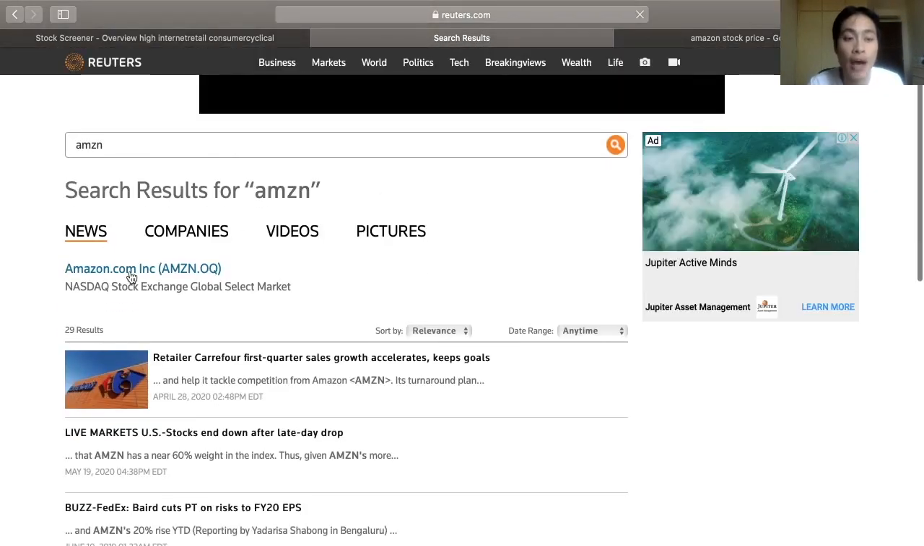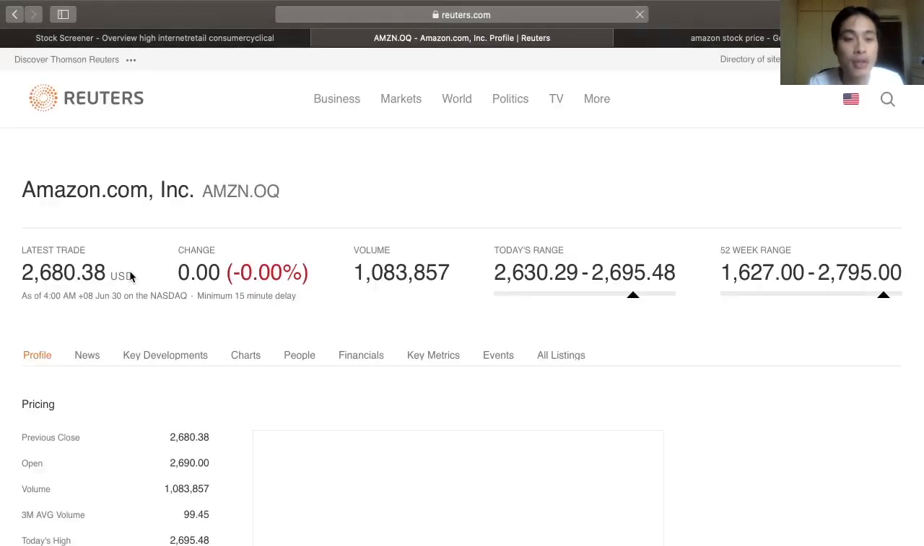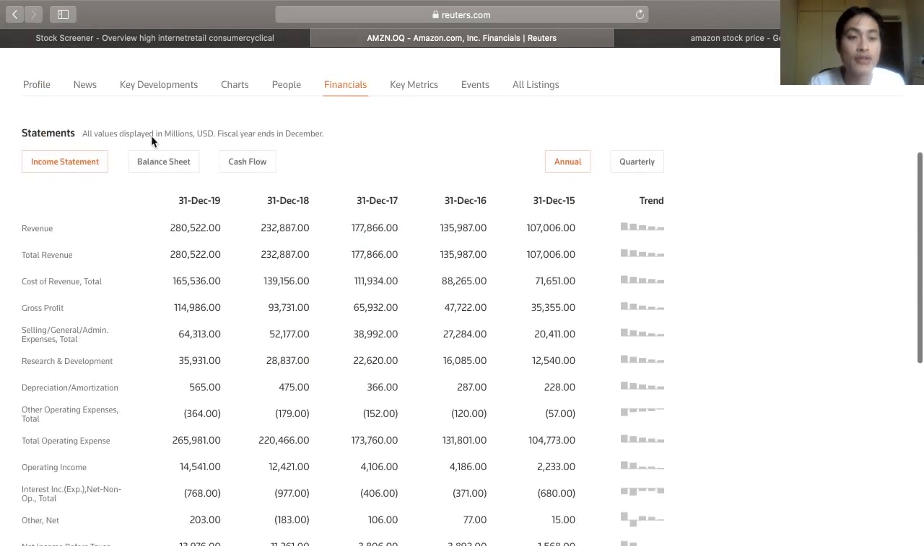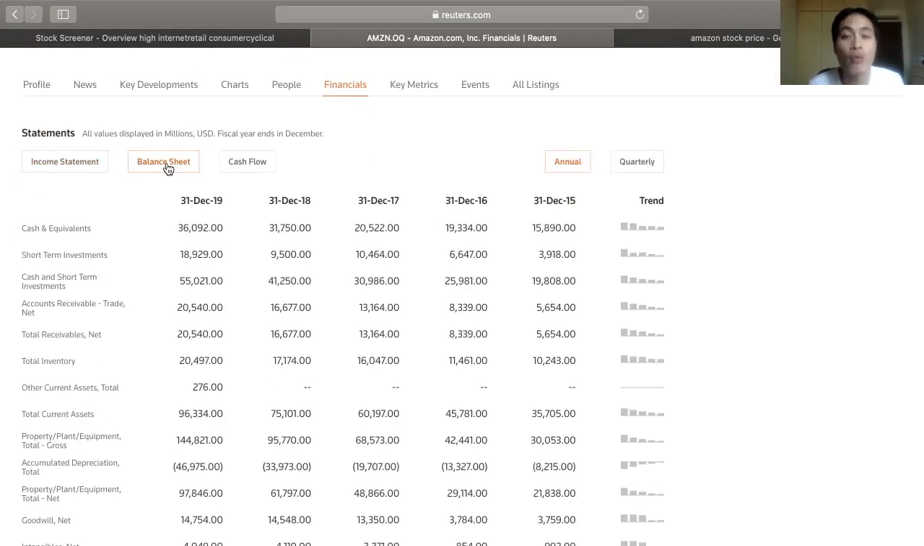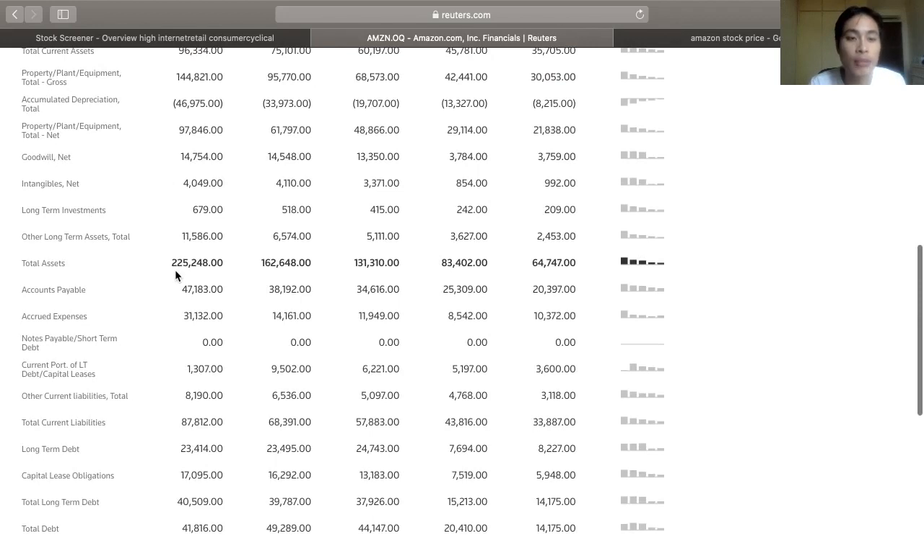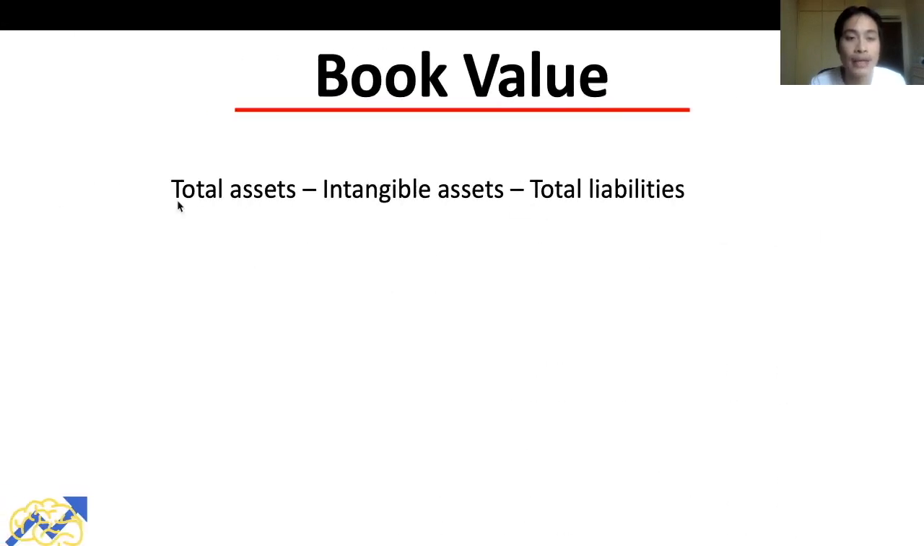Okay, so we have Amazon here. Then we click on Amazon. Then we click Financials. And to find the assets and liabilities, we have to click on Balance Sheet. And that is where we'll find the assets and liabilities of Amazon. So if we scroll down, we'll see that the total assets for Amazon is 225,248. That is its total assets.